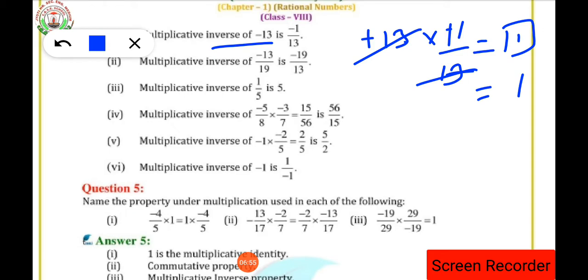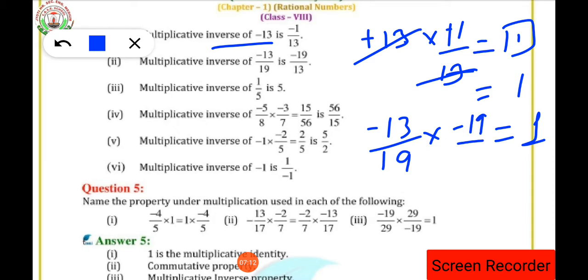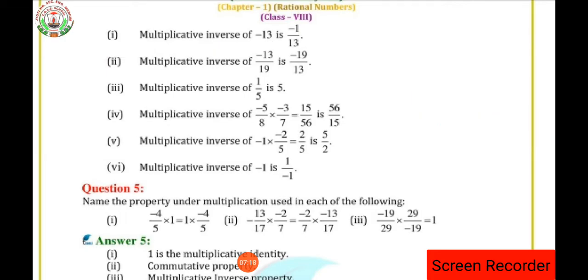Clear? In the same way, what will be the reciprocal of minus 13 by 19 to get the answer 1? That means what number should be multiplied with minus 13 by 19 to get the answer 1? That number will be minus 19 upon 13, because these will get cancelled in order to get the value 1. So dear student, what is multiplicative inverse?